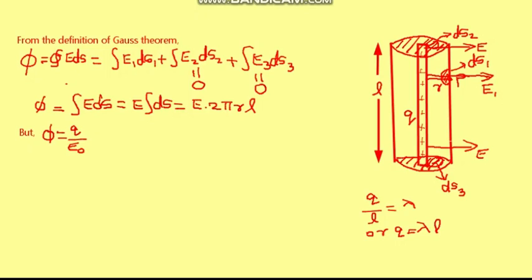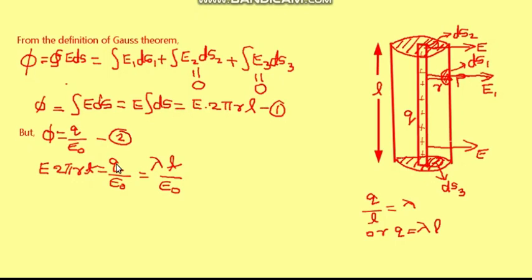So now we have two sets of equations. One equation is phi is equal to E into 2 pi RL, and the second equation is phi is equal to q by epsilon 0. Now you can compare these two equations. That means E into 2 pi RL should be equal to q by epsilon 0, because these two belong to the part of electric flux. Therefore E into 2 pi RL is equal to q by epsilon 0, and we are replacing q with lambda L, and these two L's will be cancelled, and what is remaining is lambda by epsilon 0.